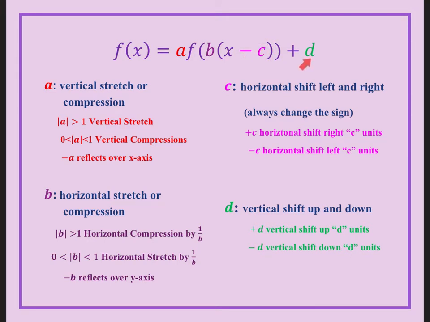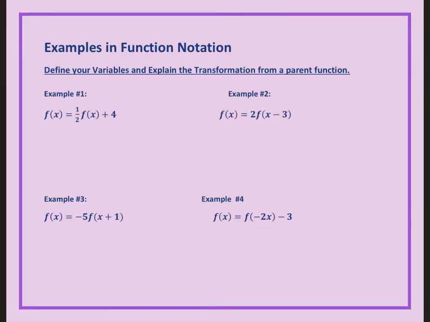And then D at the end, D will never be in the parentheses. D is going to be a constant, so it's going to be a number, and this is going to be your translation up or down. Okay, or vertical shift up, vertical shift down. So let's try a couple practice questions here. We have some examples that I'm going to do with you. These ones are written in function notation. So we're going to do function notation before we get into cubics and quartics and so forth.